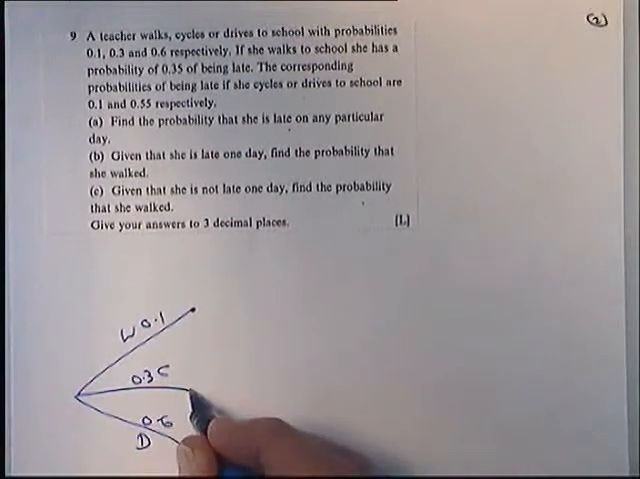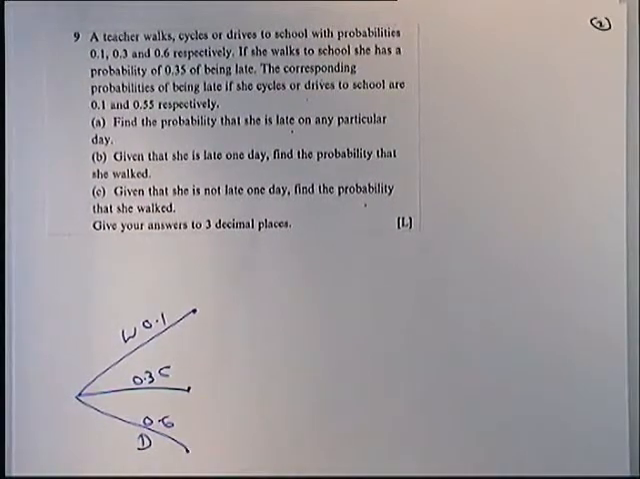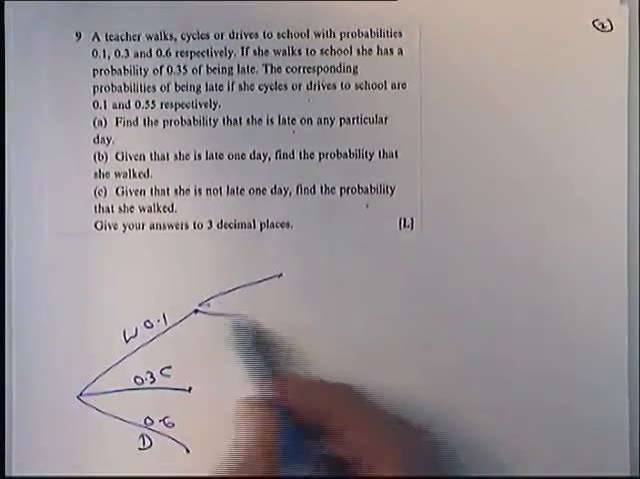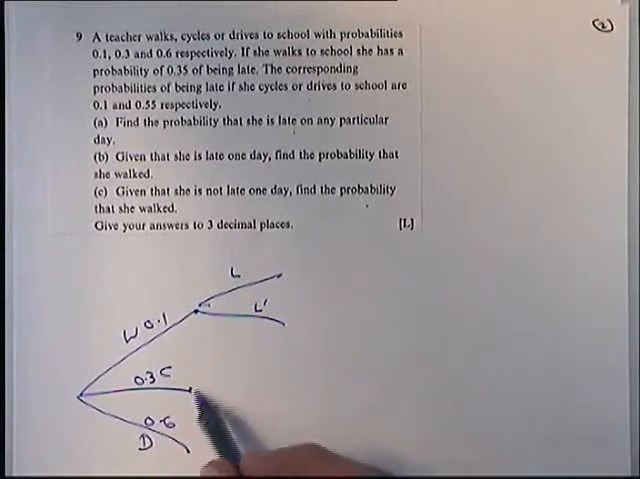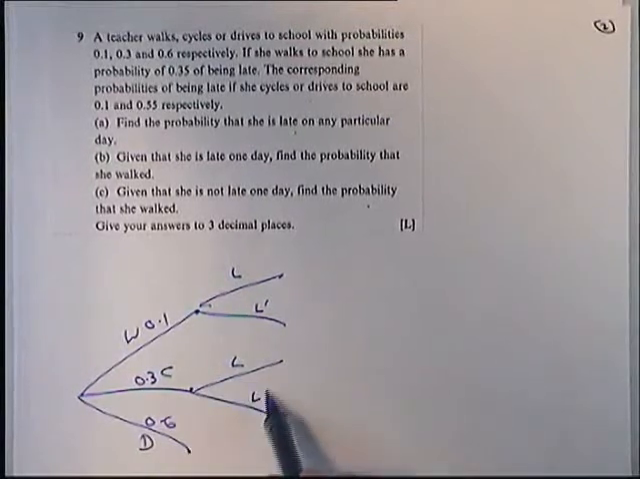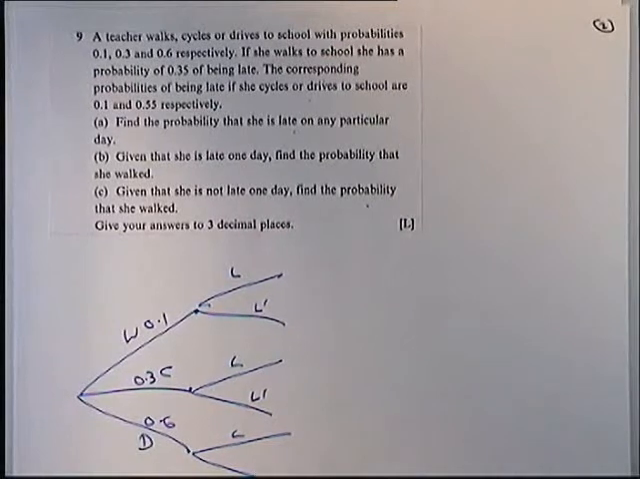Laura, what is stage 2? Late or not late? Yeah, late or not late. So from each of these, we'll have an L or an L prime. L with that little dash there to mean not. So late and not late. Late and not late.